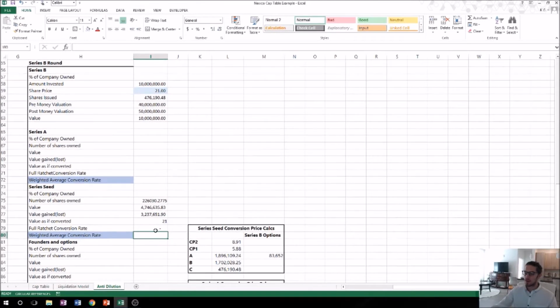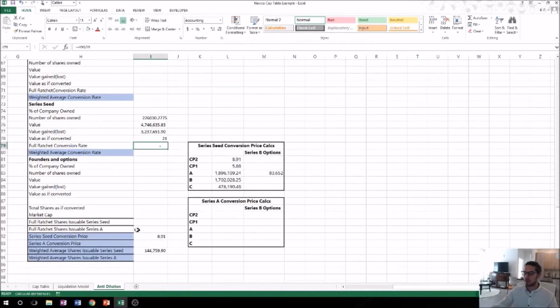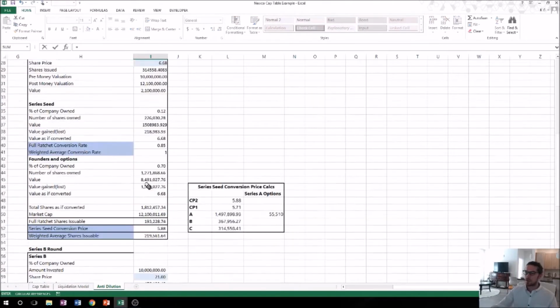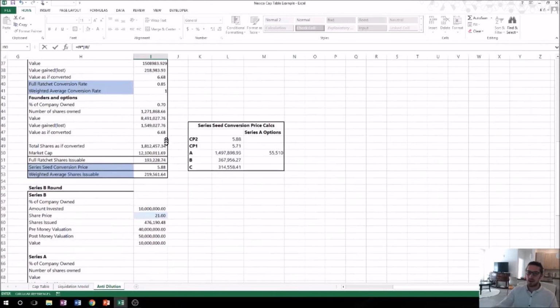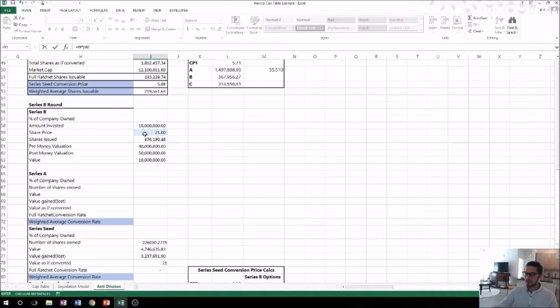226,030. And of course we have a 0 there, or we have nothing there, because we haven't calculated the full ratchet shares issuable for Series Seed. Still not a very hard calculation. In fact, you've done it already. You did it in the full ratchet column, but we'll do it again. And so that's shares issued originally times share price originally issued at divided by share price in this round.